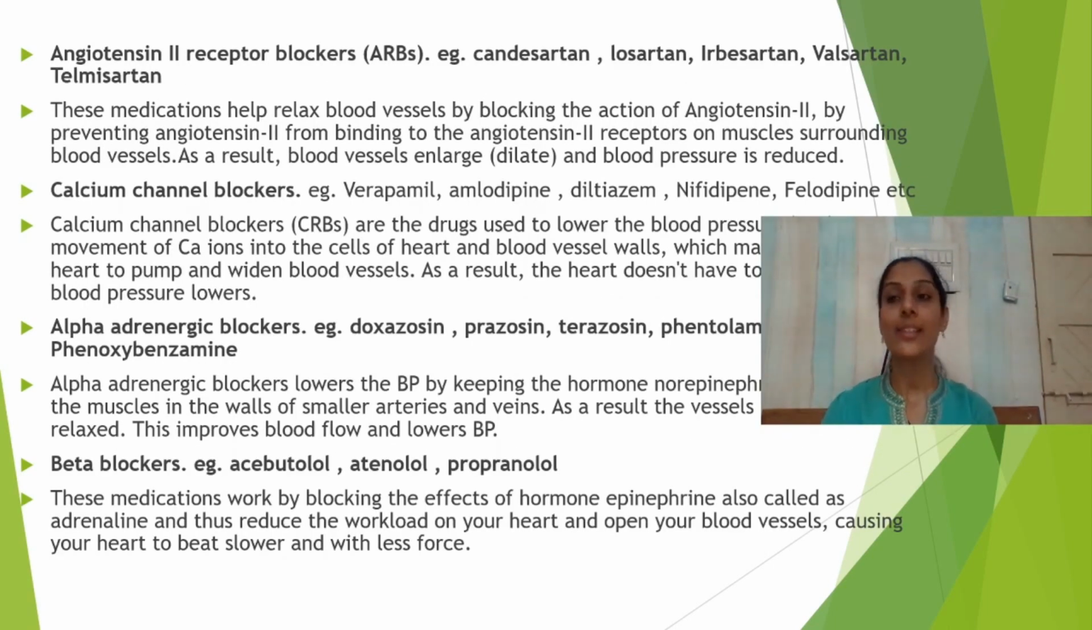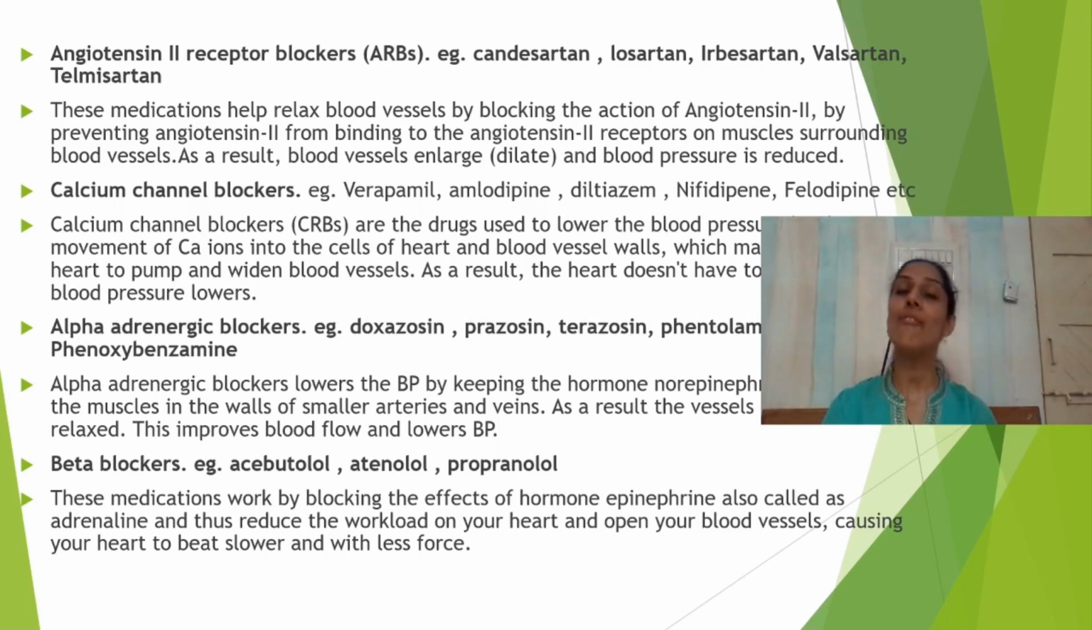Then next is angiotensin 2 receptor blockers, that is ARBs. Here you can remember that all sartans are angiotensin 2 receptor blockers, for example candesartan, losartan, irbesartan, valsartan and telmisartan. The next is calcium channel blockers. The name itself suggests that they block the influx of calcium ions into the heart so that it becomes easier for the heart to pump. Examples are verapamil, amlodipine, diltiazem, nifedipine and felodipine.